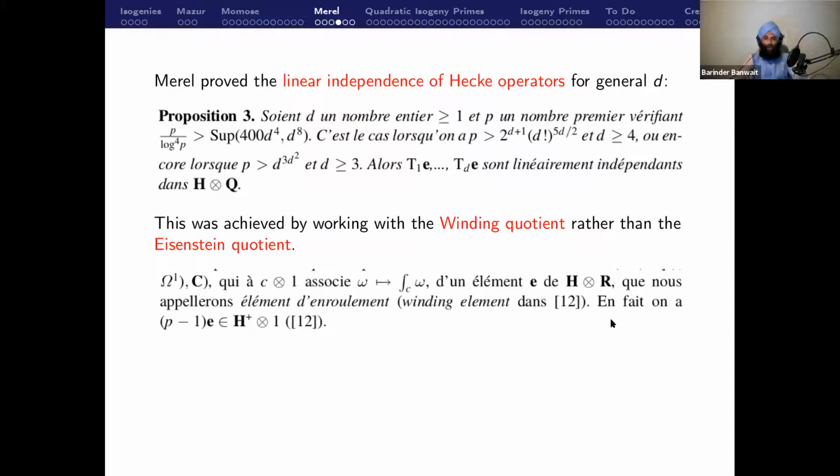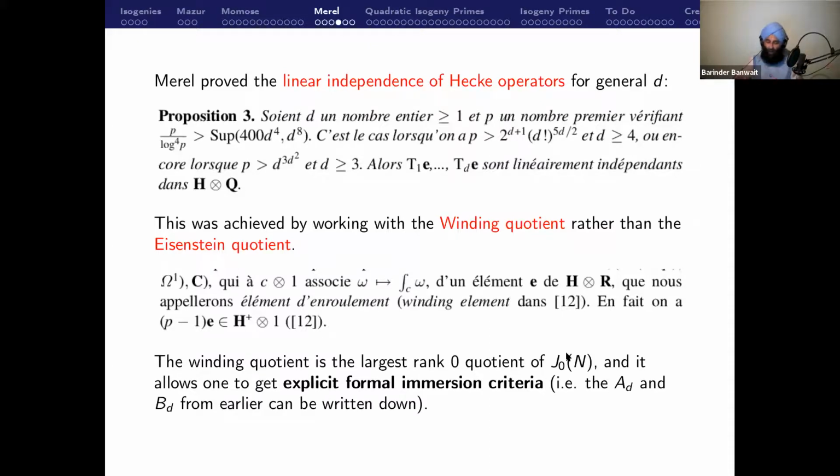These winding elements and winding ideals go back to Mazur's '77 paper. You can read about those in chapter 2, section 18. But Merel seems to be the first person to actually consider the corresponding quotient of J_0(N) corresponding to that ideal of the Hecke algebra. It's in fact the largest rank 0 quotient of J_0(N). Intuitively, since it's larger, it's easier to formally immerse into it, so you end up with tighter formal immersion criteria. And Merel was able to make this explicit. One can write down A_d and B_d, but indeed this was done for general d.